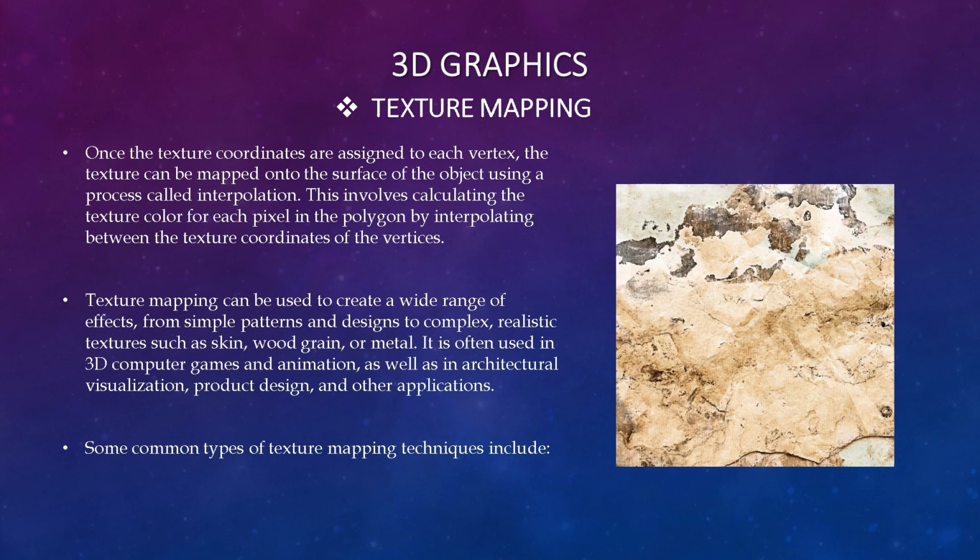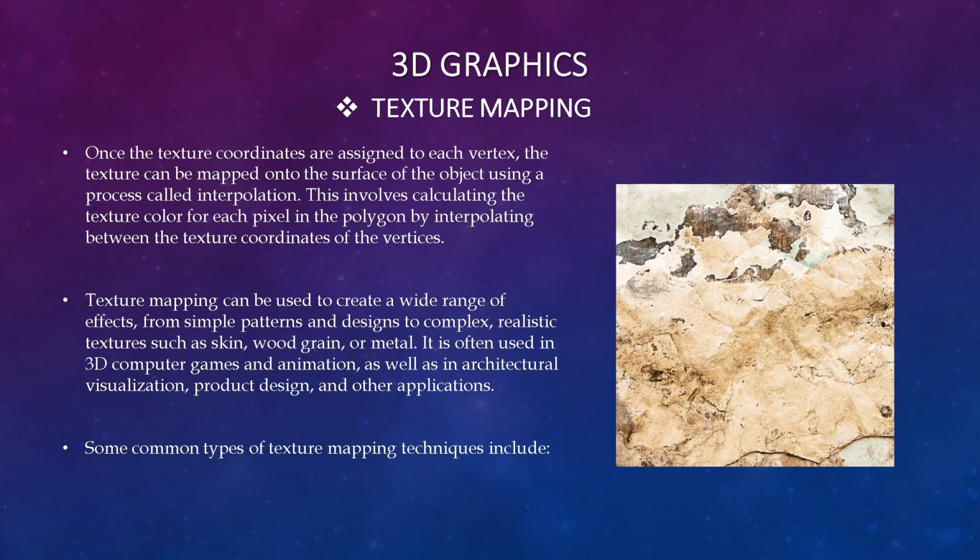Texture mapping can be used to create a wide range of effects, from simple patterns and designs to complex, realistic textures such as skin, wood grain, or metal. It is often used in 3D computer games and animation, as well as in architectural visualization, product design, and other applications.